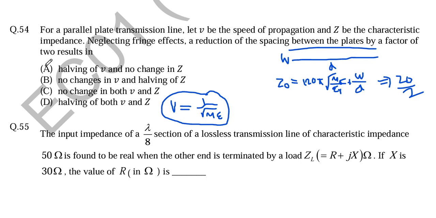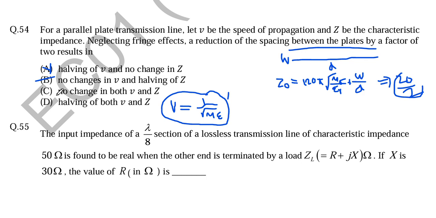So let's see option number A. It says half of the speed and no change in characteristic impedance. It is wrong because it says that the speed becomes half. Here the speed doesn't change because it does not depend upon the dimension. Option number B says no change in speed and half of the characteristic impedance. Here the speed doesn't change, but the characteristic impedance becomes half. So option number B is the correct answer.